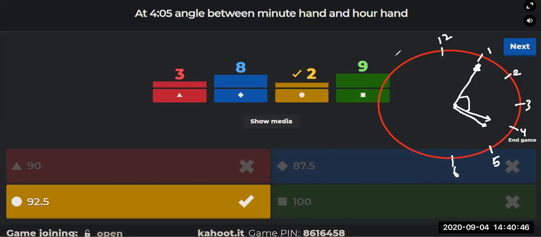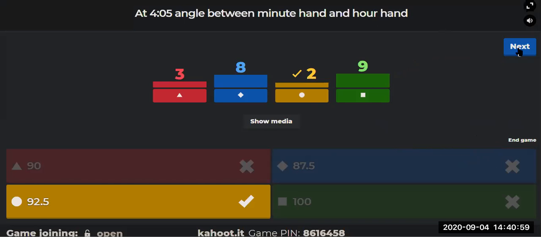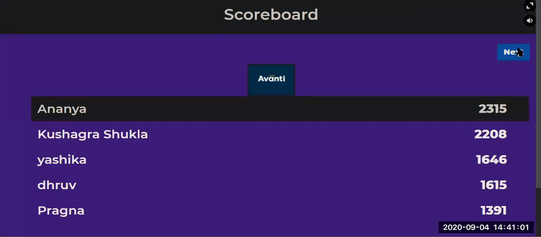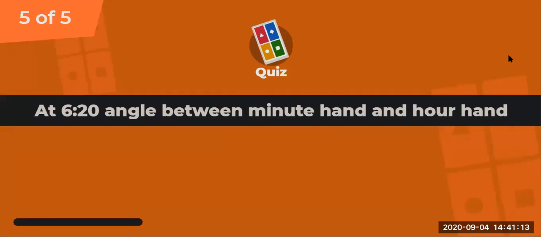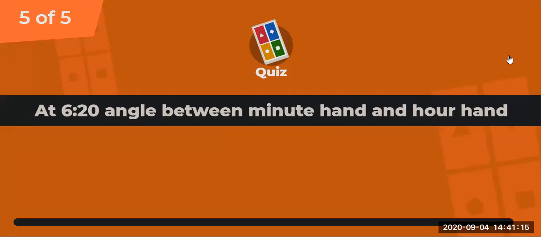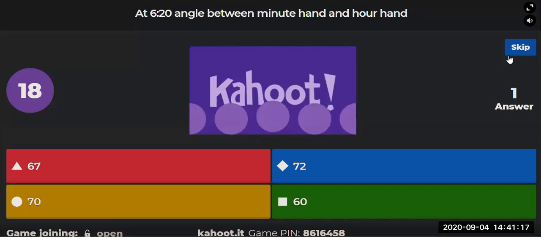Got it, everyone? Now, the ideal way is to calculate the angle made by the minute hand per minute and the hour hand per minute and per hour, as simple as that. Okay. Now, let's see the last problem. At 6:20, I hope this will be correct for many of you. 6:20, tell me.